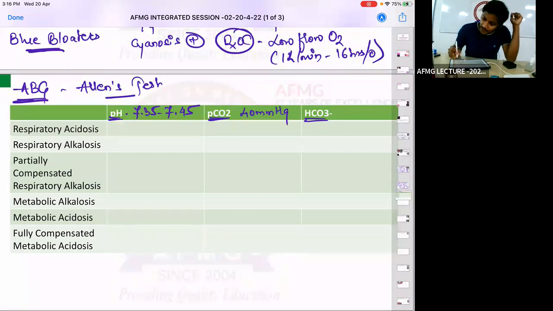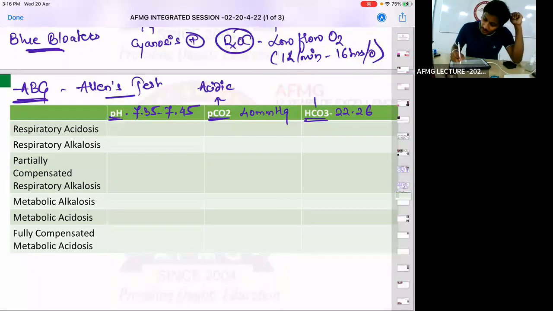ठीक है, bicarbonates normal value is 22 to 26 milli equivalents per liter. अब एक बताओ फंडा, CO2 is acidic in nature or alkaline in nature? CO2 is acidic in nature. So whenever CO2 will increase, there would be acidosis.